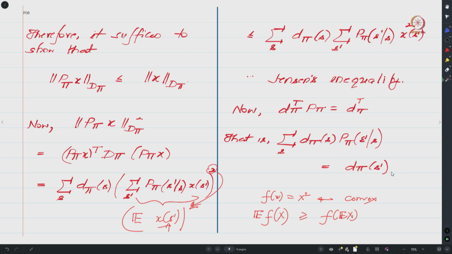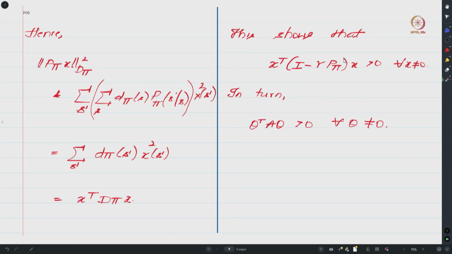So keeping this in mind, if you interchange the order of these two summations, one can see that this expression is upper bounded by, first you take the sum over s prime, then you take the sum over s, and we would end up with some quantity like this. Now this quantity is actually D_pi of s prime, from the fact that your D_pi is a stationary distribution, right, and hence this whole expression will basically be this, and now we can write this expression as x transpose D_pi times x, right, and this is the inequality that we wanted to show. In particular, this is the norm of x with respect to D_pi, the whole square, right.